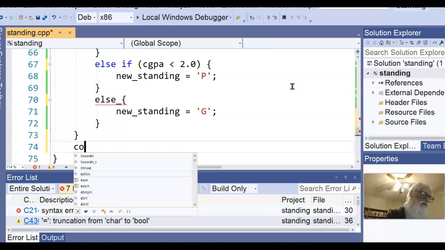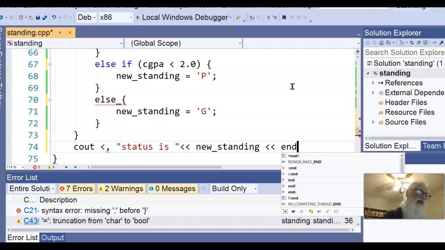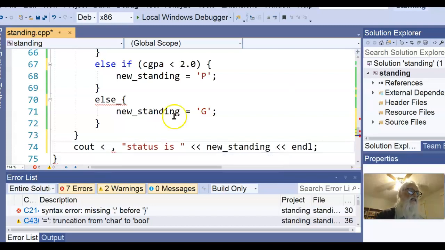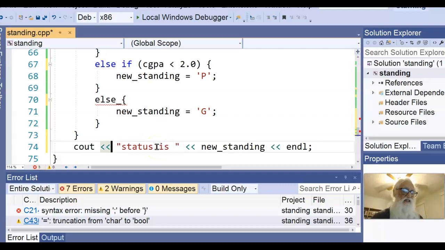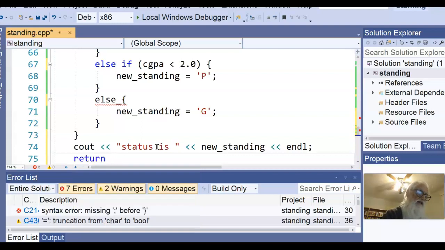And then you would write out, cout, status is, and you would put out new standing. And I'm going to use endl to get you used to different things. endl does what \n does. It gets us a new line. And I think that that is more or less everything I wanted to do.